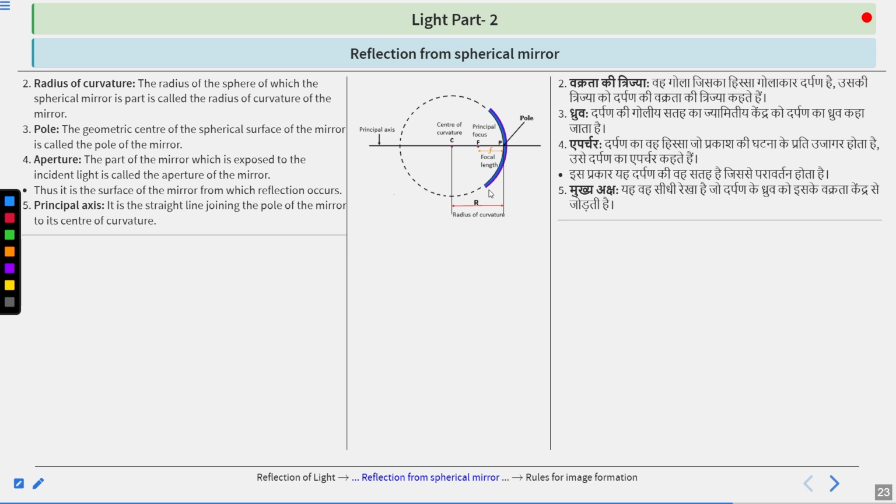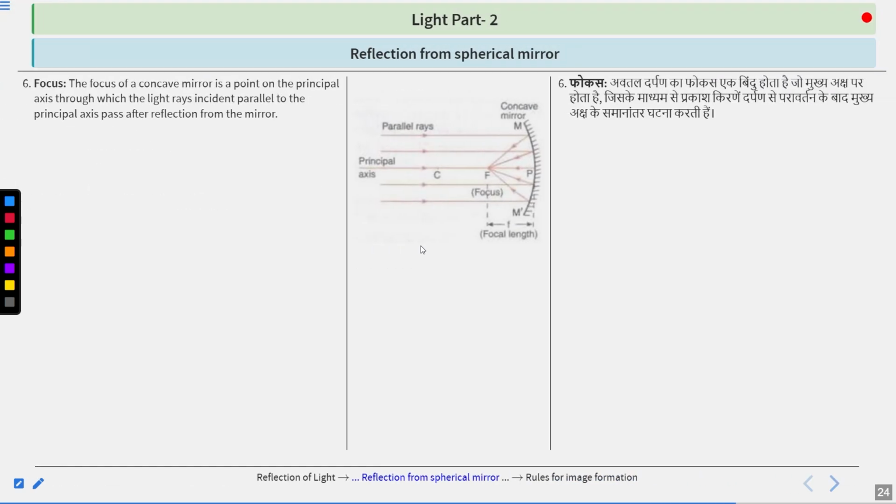Principal axis. It is the straight line joining the pole of the mirror to its center of curvature. This is the pole, this is the center of curvature, and this straight line is what we call the principal axis. Focus. The focus of a concave mirror is a point on the principal axis through which the light rays incident parallel to the principal axis pass after reflection from the mirror. The rays come, then are reflected, and pass through here. So it is known as the focus.